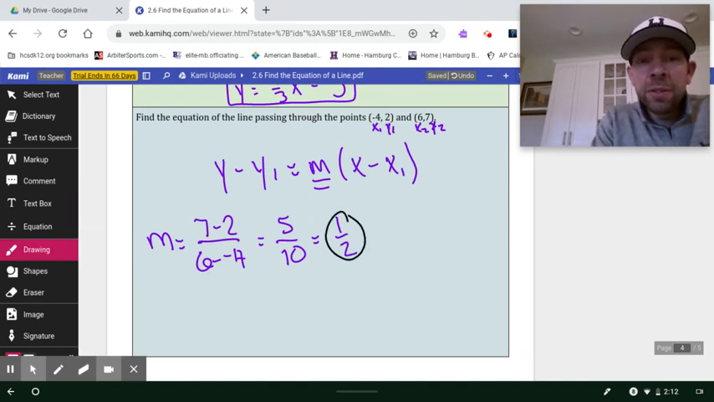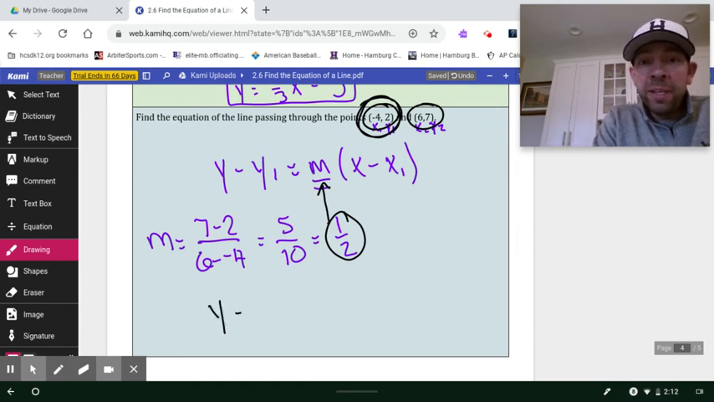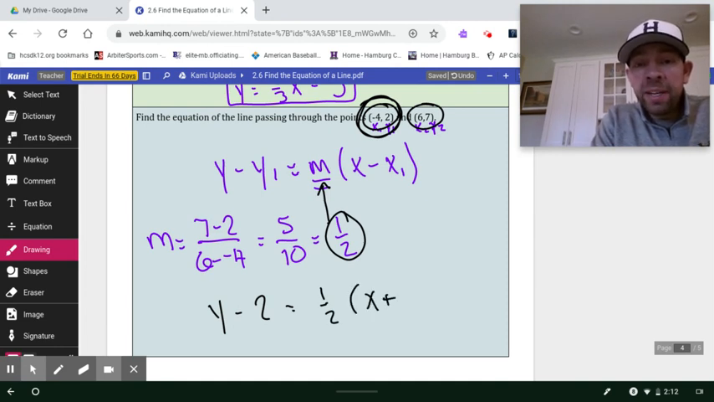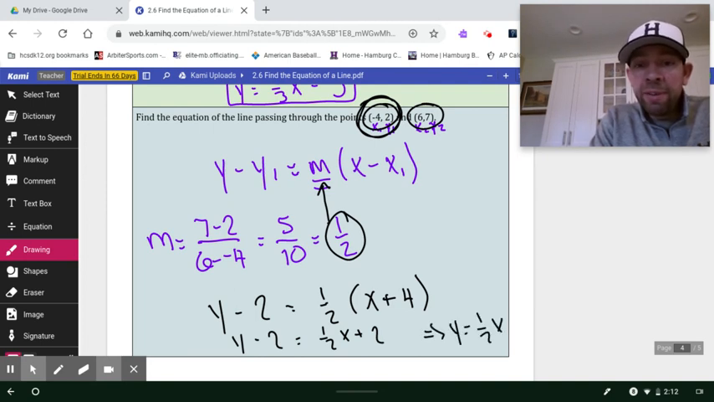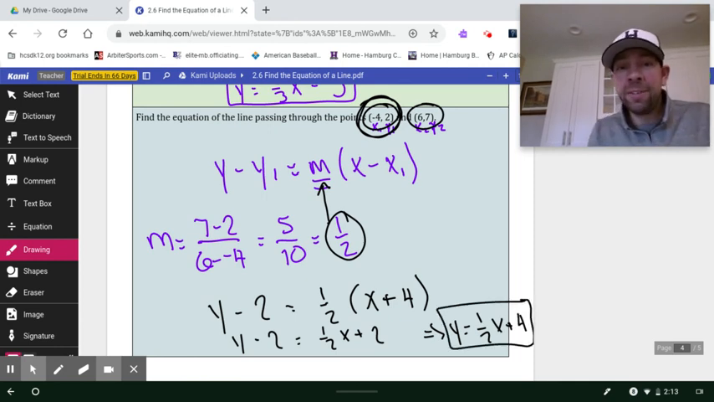And now I'm going to substitute that 1/2 in for m, and you could pick either of these points that you want. I'm just going to go with the first one, no particular reason. So we got y minus 2 equals 1/2 quantity x. Now I want to say minus a -4, and that turns into x plus 4. If we want to distribute the 1/2, and we'll add that 2 over, so we get y equals 1/2 x plus 4. Boom, there is that final answer.